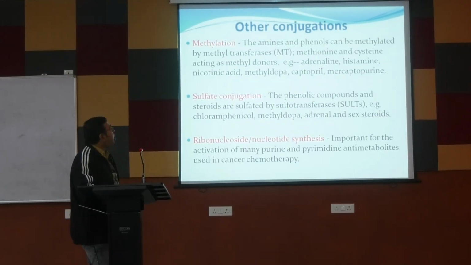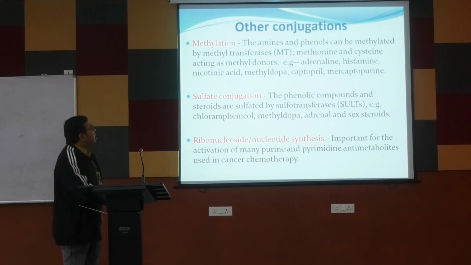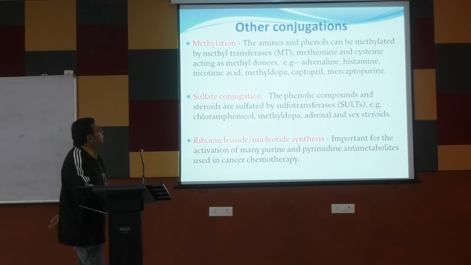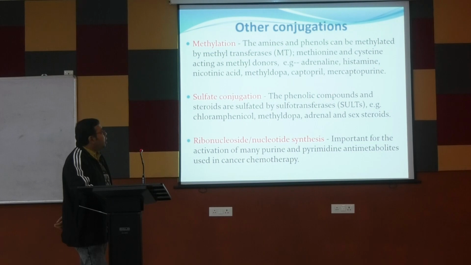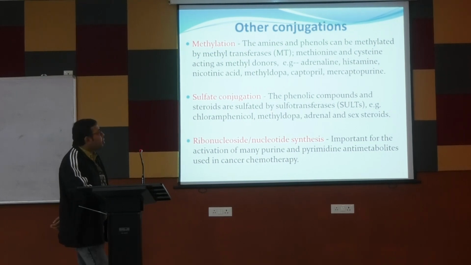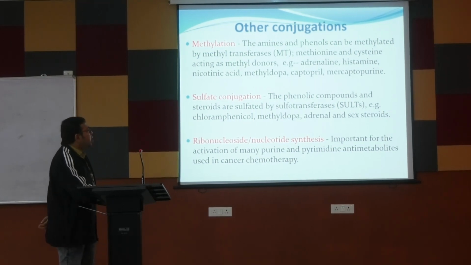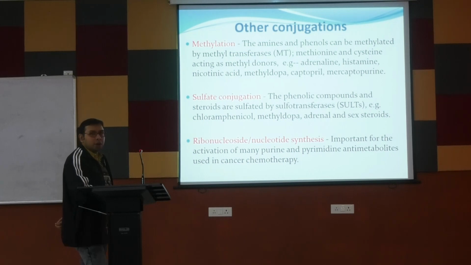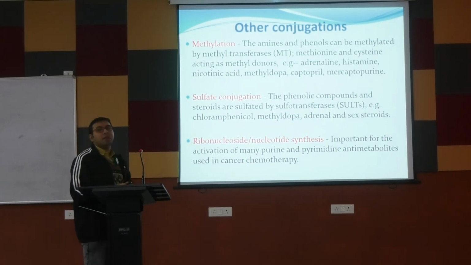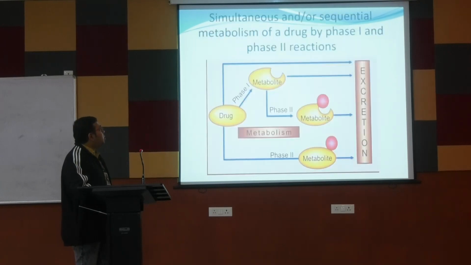So there are other conjugations like methylation, sulfate conjugation, ribonucleoside or nucleotide synthesis. Basically these are amines and phenols methylated, for example adrenaline, histamine, nicotinic acid, methyldopa, etc. Here the phenolic compounds and steroids are sulfated, so sulfate conjugated. Just remember the examples chloramphenicol, methyldopa, etc. And this is the nucleotide or nucleoside synthesis, important mainly for many purine or pyrimidine antimetabolites. Mainly it is used in cancer chemotherapy. So different drugs that are used in cancer chemotherapy can be metabolized by these.